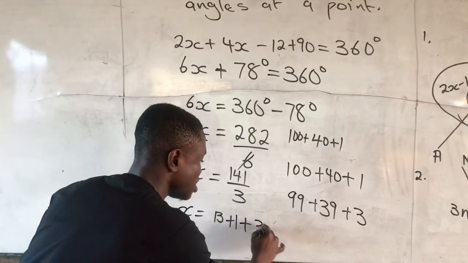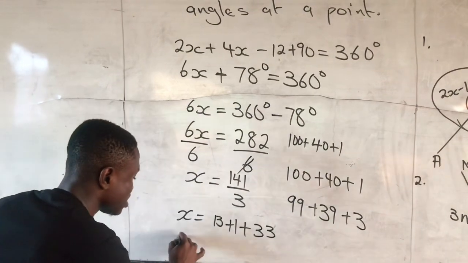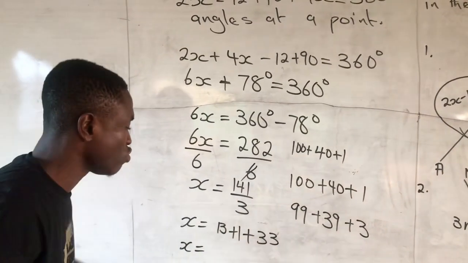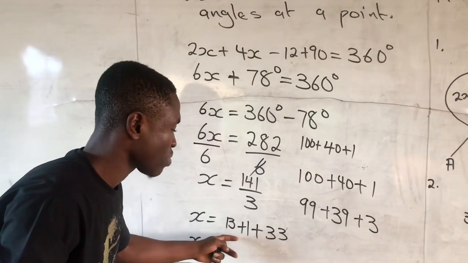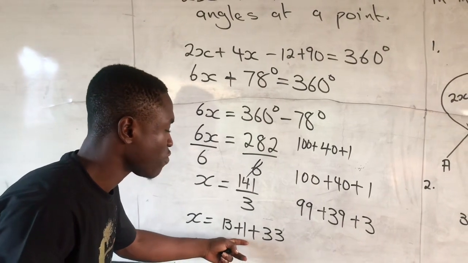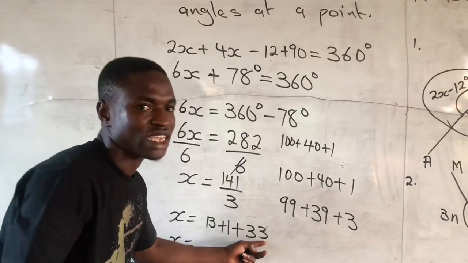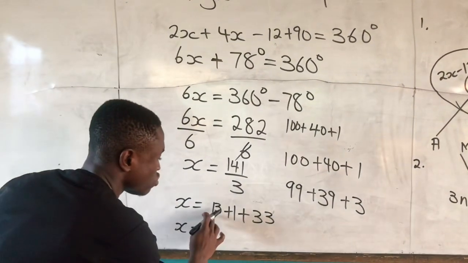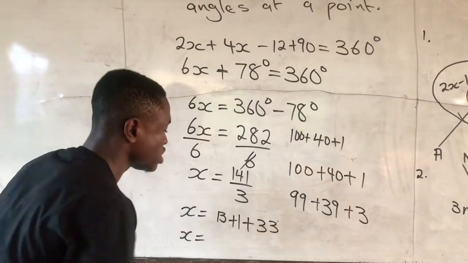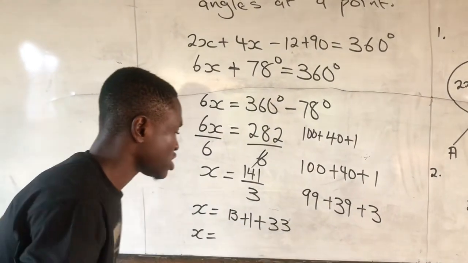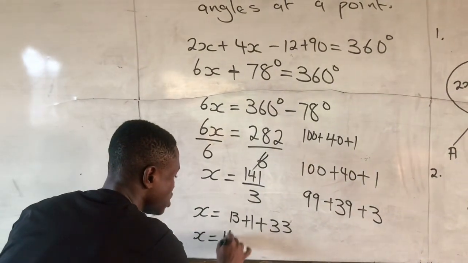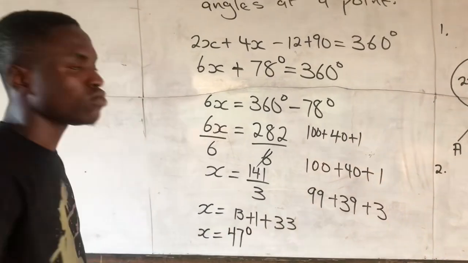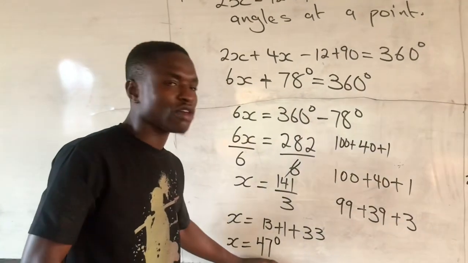Then plus 3 divides 99, we have 33. So x is simply going to be equal to 13 plus 1, which is 14. Then 14 plus 33 is, 10 plus 30, 40. Then 4 plus 3, which is 7. So we are going to have 47 degrees, which means the value of x is 47.